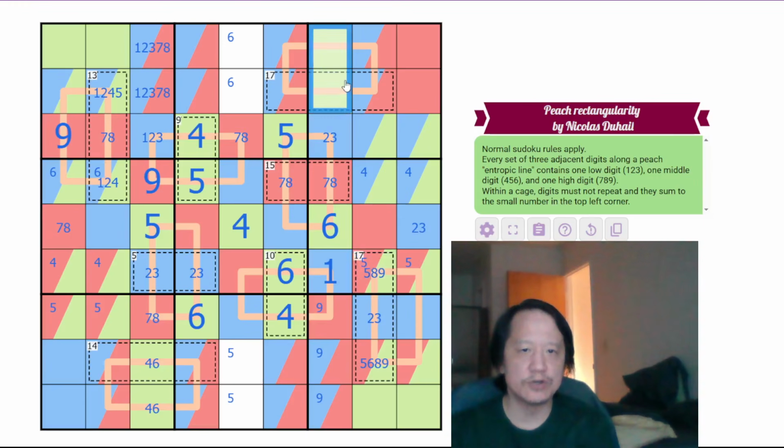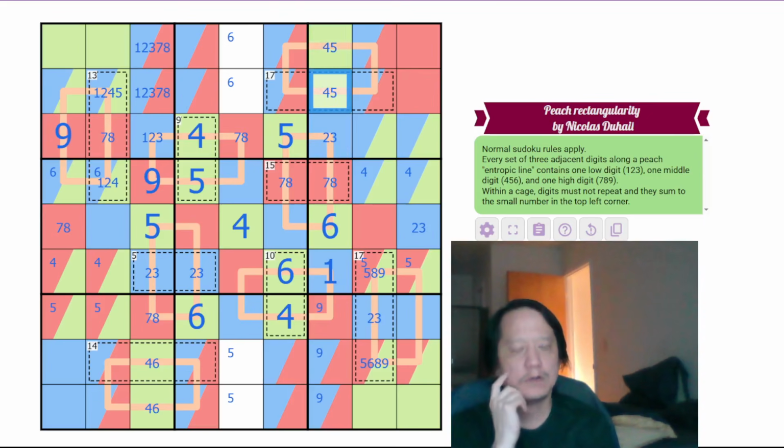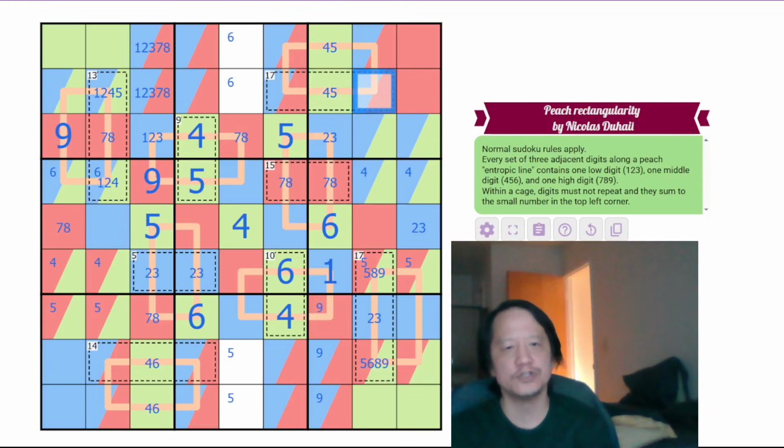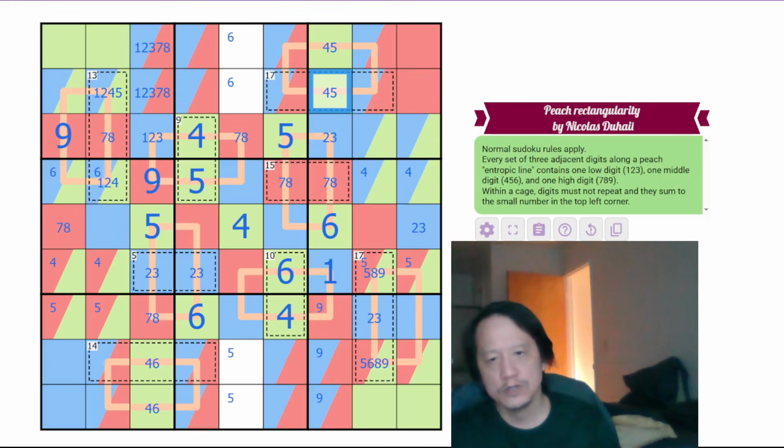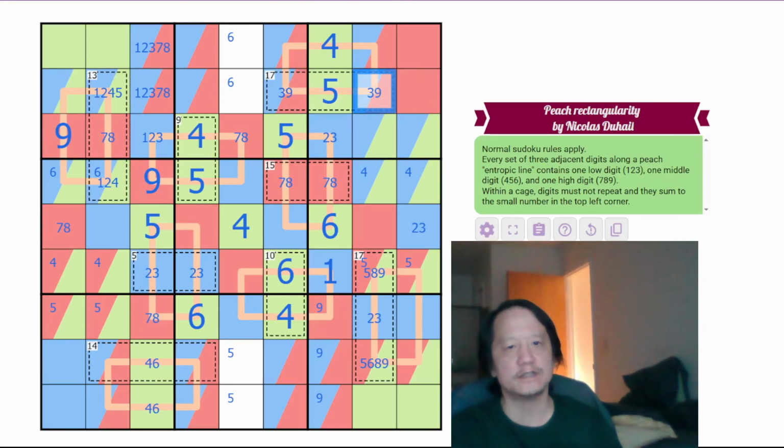These middle digits are 4 and 5 here. Can you ever have 4 add up with a low and a high digit to add up to 17? No. The answer is no, because 3, 4, and 9 added up to 16 at most. So this must be 5 here, which makes this 4, which means this combination of digits is 3 and 9 as a pair.